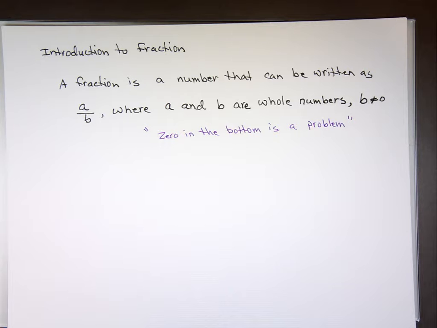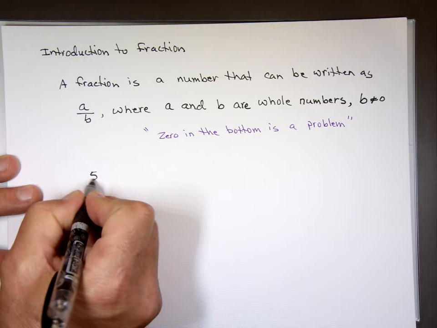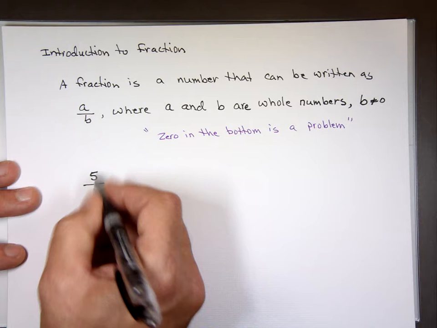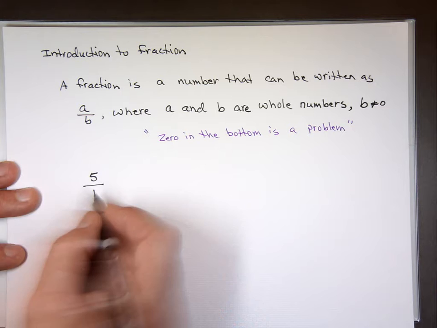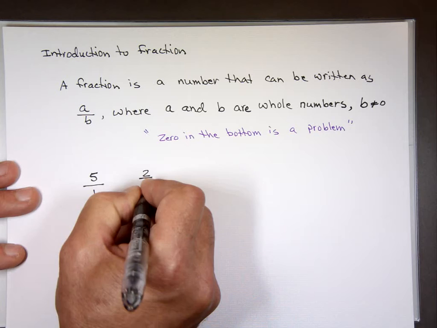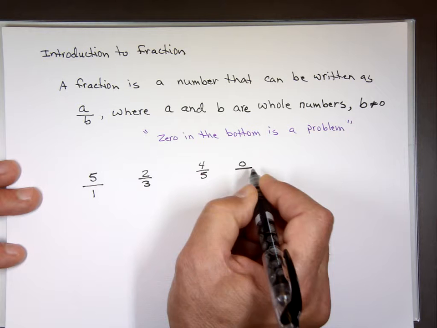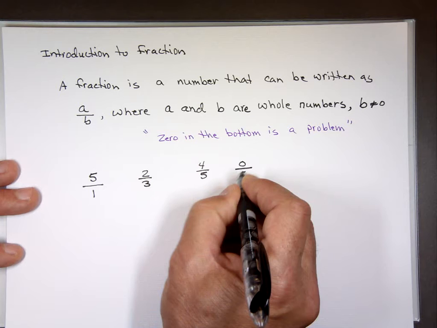So when you take a 5, is that a fraction? No. But can I make the 5 a fraction? Yeah. I can write the 5 over what? 1. Are they both whole numbers? Yes. They are whole numbers, and notice the bottom is not a zero. 2/3 is a fraction. 4/5 is a fraction. 0 is a fraction because you can write the 0 over 1, 0 over 2, 0 over 5, any number you want, as long as the bottom is not 0. So all of these are fractions.